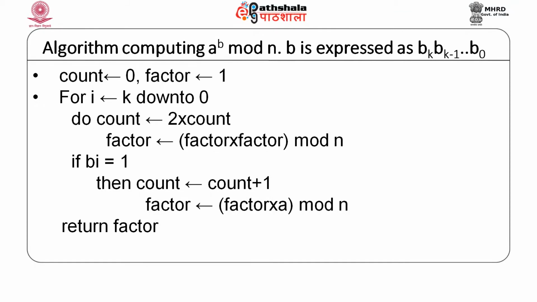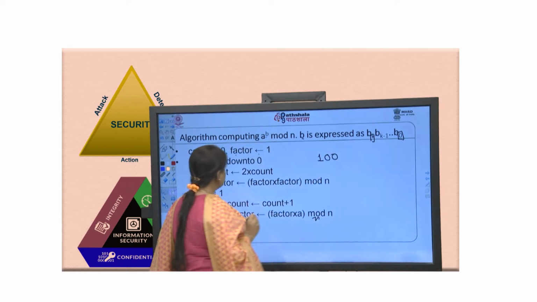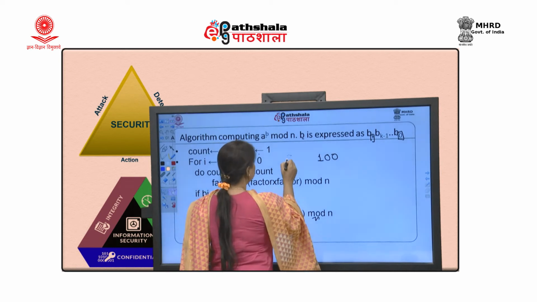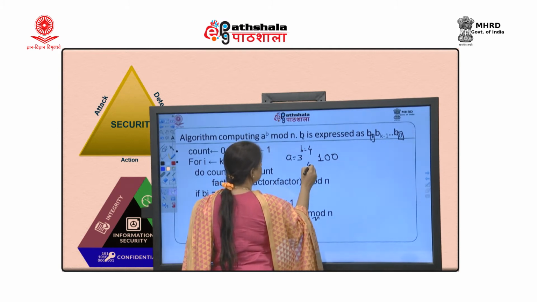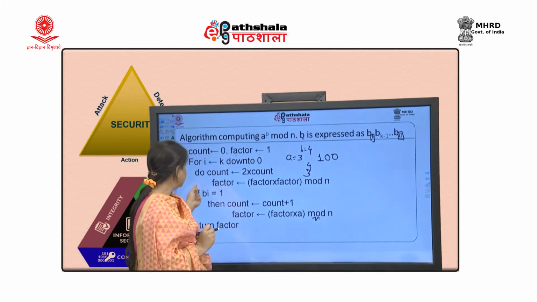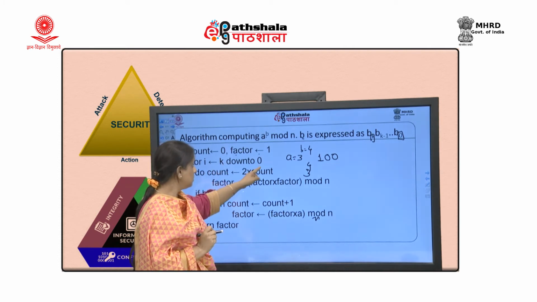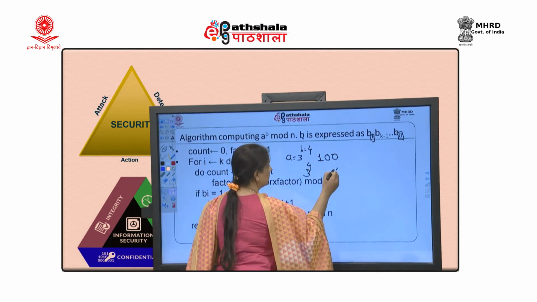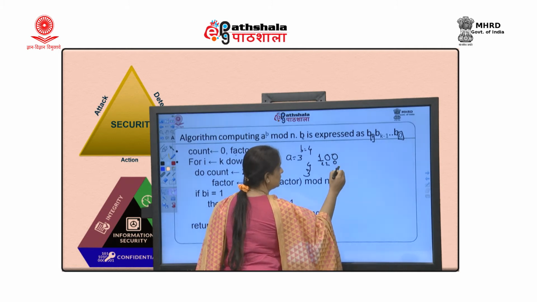Even if you have not understood my point, I will explain it once again. You convert it to a binary number. For example, a is equal to 3 and b is equal to 4. So, what you want to compute is 3 raised to 4. How does it proceed? It says you go from k down to 0. Initially you start from this position. This is the second position, then the first position.